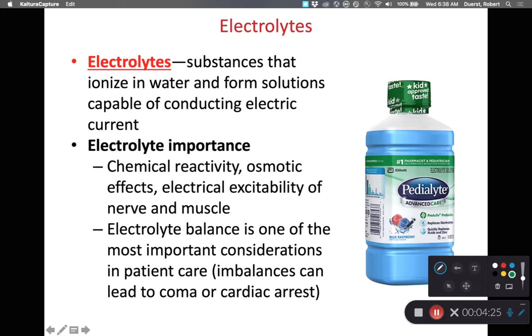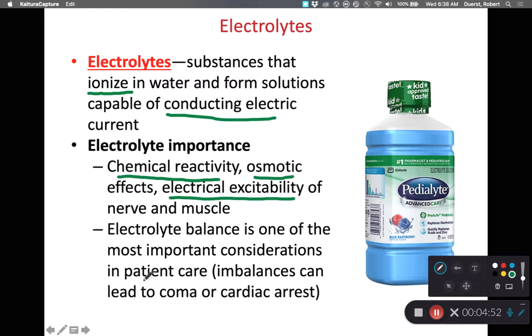So as we look at the electrolytes that we need for our muscular and nervous systems to function, they are going to be able to ionize in water. So when we look at these ionic compounds, they dissolve in water, they form ions, and then they can conduct electricity. We use electrolytes for many different things, including modulating chemical reactivity, osmotic balance, and the electrical conduction within our muscular and nervous tissues.